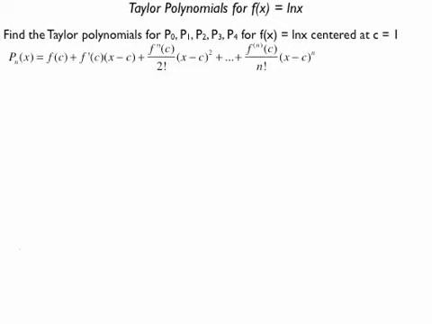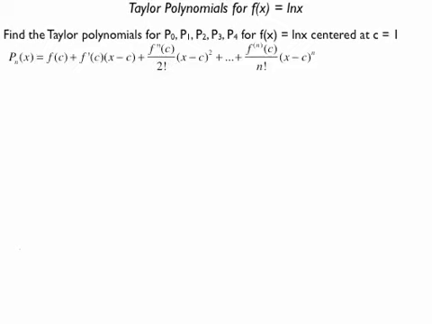I always write this polynomial down, p sub n of x is f of c plus f prime of c times x minus c plus f double prime of c all over 2 factorial times x minus c squared plus dot dot dot. Let us begin finding p sub 0, p sub 1, p sub 2, p sub 3, and p sub 4. In this case, we're not going to have an infinite number of terms. The first thing I'm going to do is just have one term, then p sub 1 is going to be a first degree polynomial, p sub 2 is a second degree polynomial, p sub 3 is a third degree polynomial, and p sub 4 is a fourth degree polynomial.